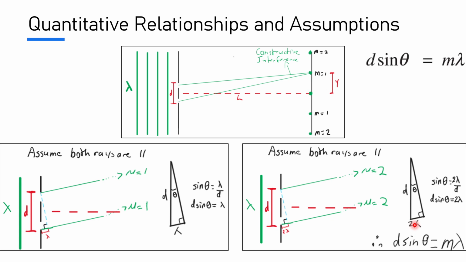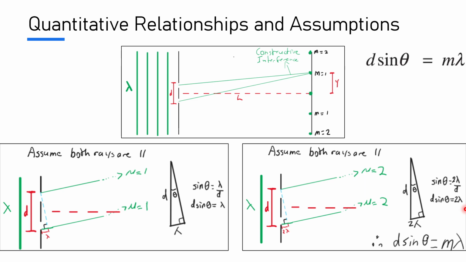If we were to use our 1,000 waves analogy, if there are 1,000 oscillations between here and the m equals 2 point that's over here, there must be then 1,002 oscillations for this line, and the extra 2 are here in this little gap. And so that means that sine theta is equal to 2 lambda divided by d, and that d sine theta is equal to 2 lambda.